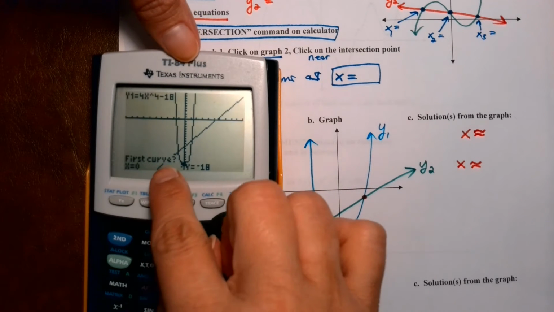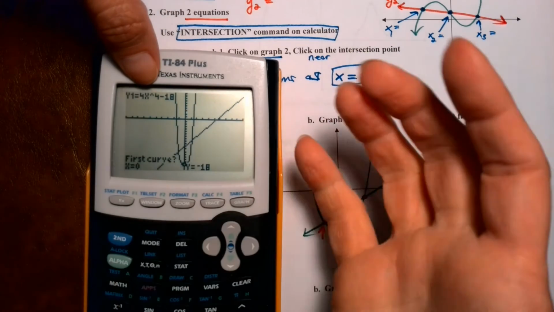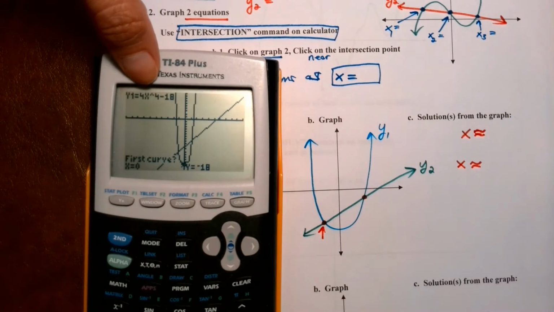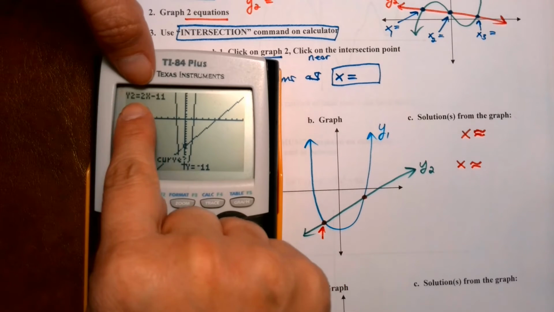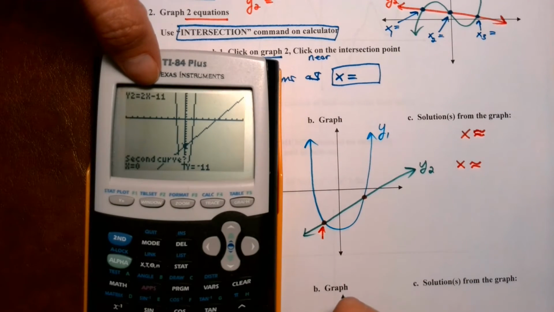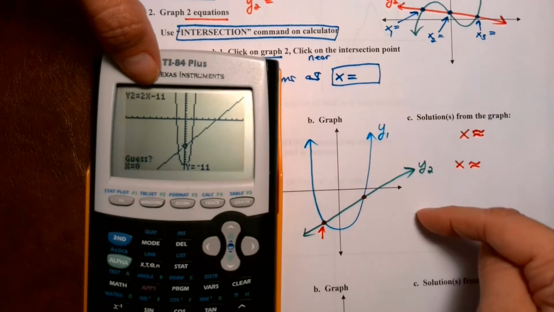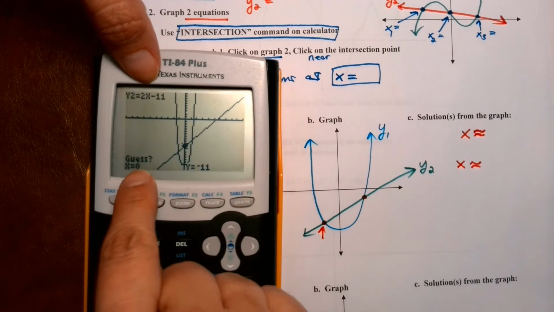Intersect. Now, let's see, what's the first curve? It looks like I'm on y1. That's good. Okay, so hit enter. Okay, second curve. Is your second curve y2, the line? Yes, you just hit enter. Okay, this really only matters if we had 3 equations typed in. Which 2 do you want? Well, these 2. Okay, and now guess.